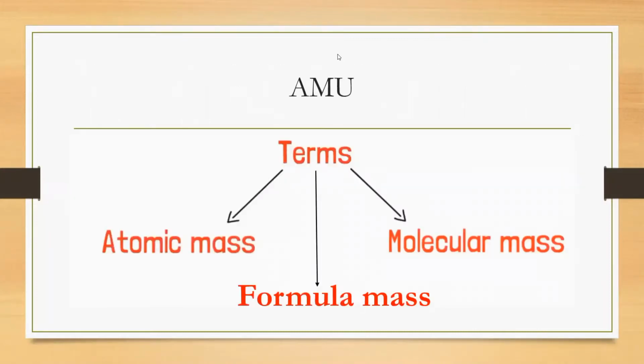The AMU can be expressed in three forms. Whenever we have a pure element, it is made up of the same type of atoms, so it would be represented in the form of atomic mass. Like if we have the element copper, and I write the mass of that copper element, it would be represented by atomic mass. So whenever there is a pure substance, it would be represented in the form of atomic mass, right?